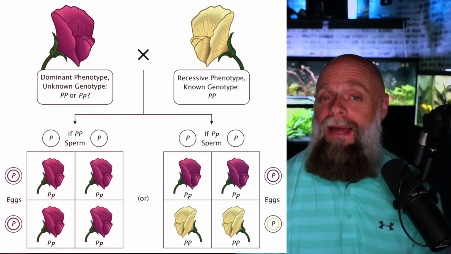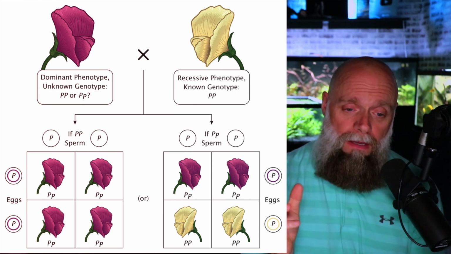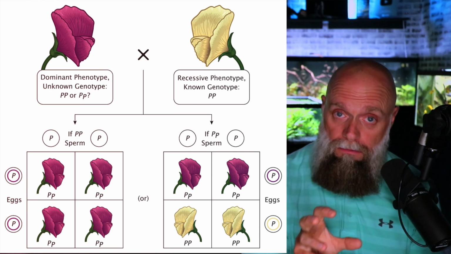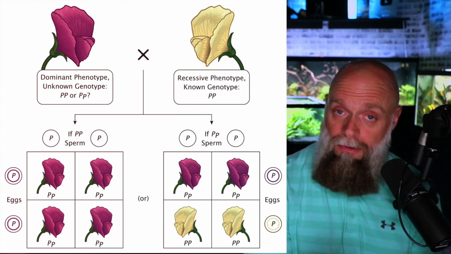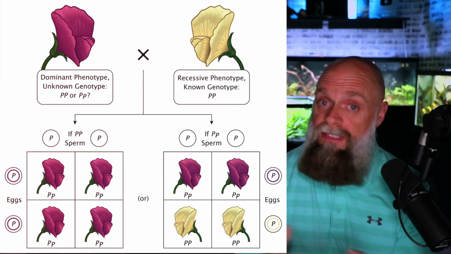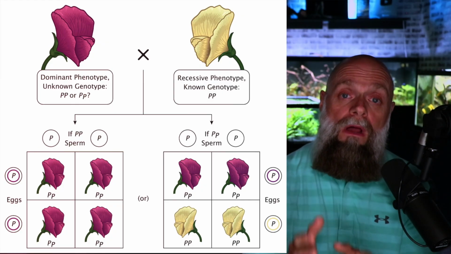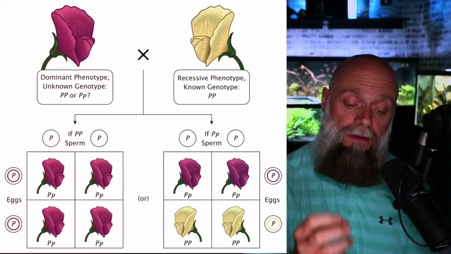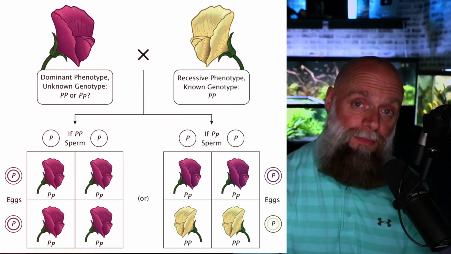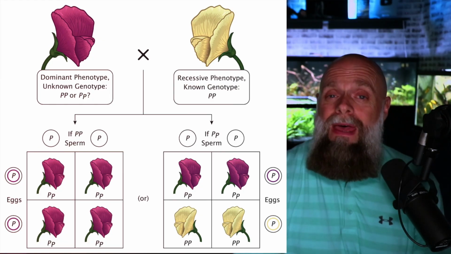They used P. So anyway, what we're doing here is we're trying to figure out, okay, for the purple strain, is this homozygous dominant or is it heterozygous? And so you set up what's known as a test cross. And the test cross, the purpose is to figure out what is the genotype of the organism expressing the dominant phenotype.